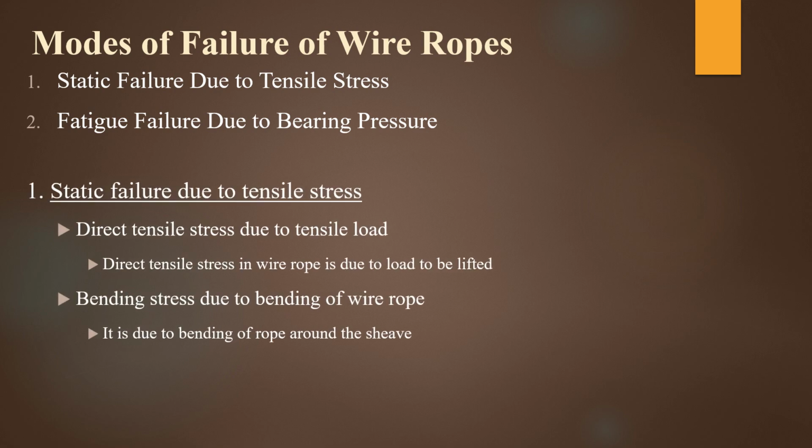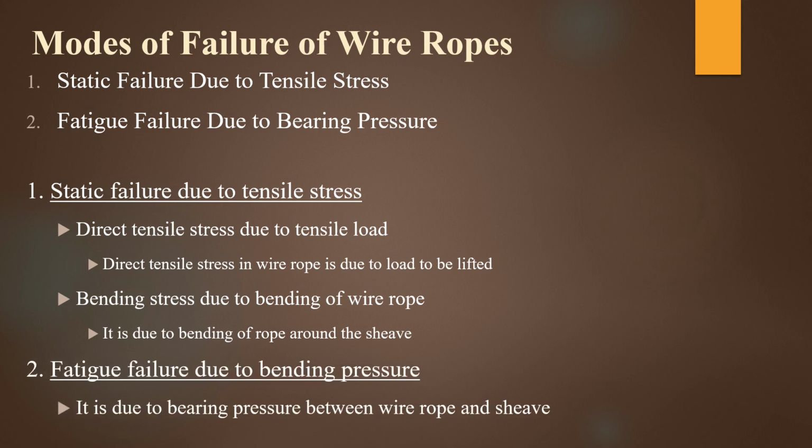First, static failure due to tensile stress. Direct tensile stress is generated due to the tensile load, that is the load to be lifted by the rope. Bending stress is due to the bending of wire. It is due to the bending of rope around the sheave. Second mode of failure, that is the fatigue failure due to bearing pressure. It is due to bearing pressure between wire rope and sheave.